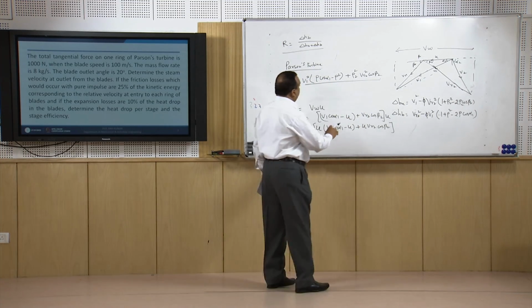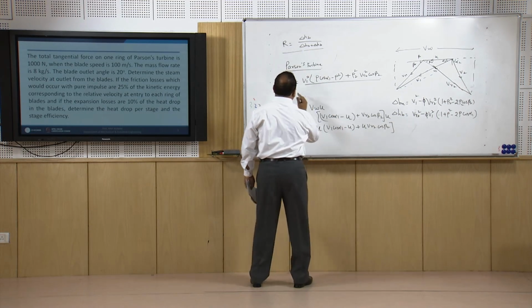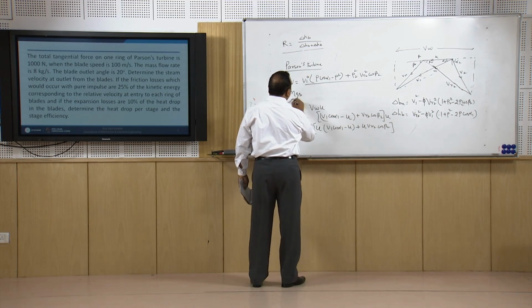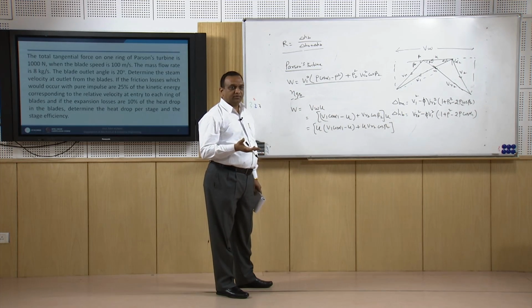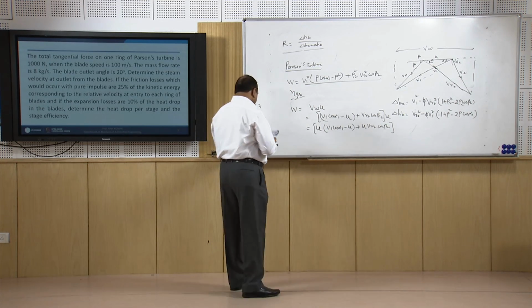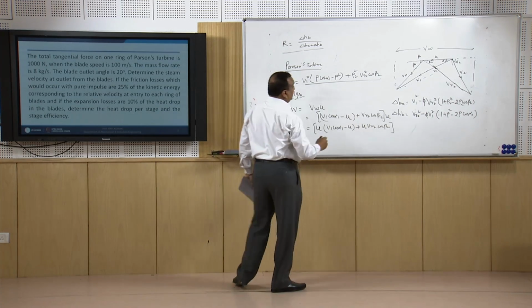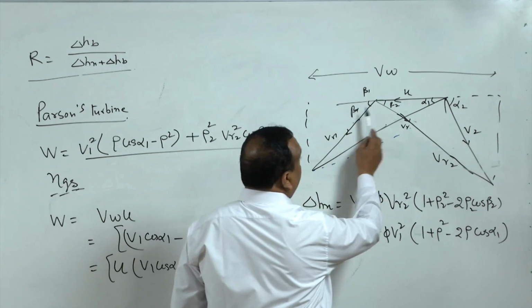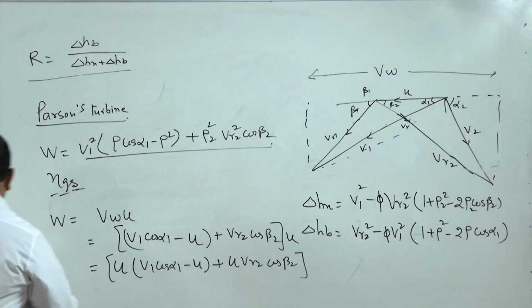Now, this is the output, and we have the enthalpy drop per stage. This will give the gross stage efficiency, that is output of the turbine divided by the enthalpy drop. Now, in Parson's turbine, things become simpler because beta 1 is equal to alpha 2 and alpha 1 is equal to beta 2.